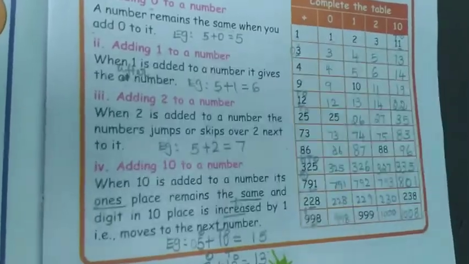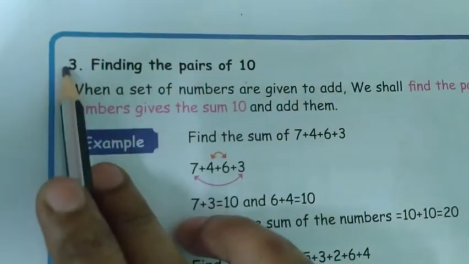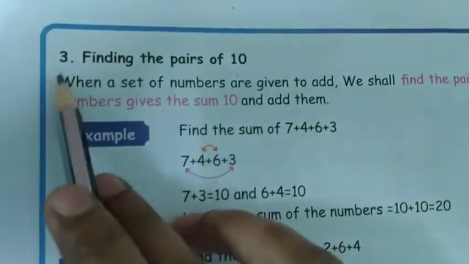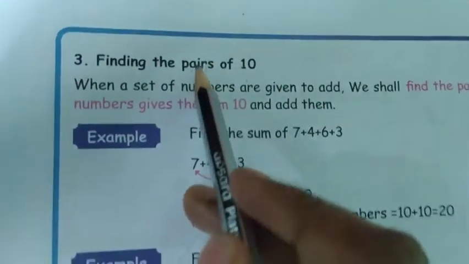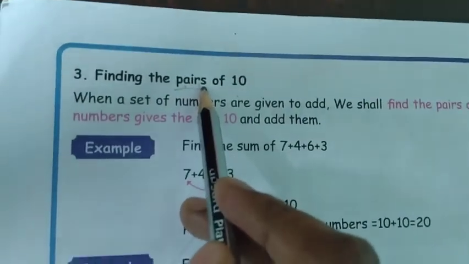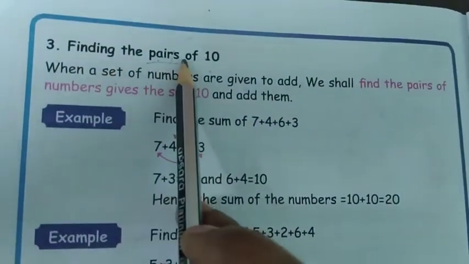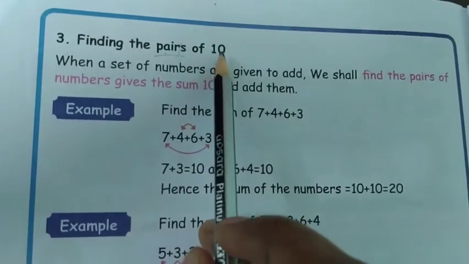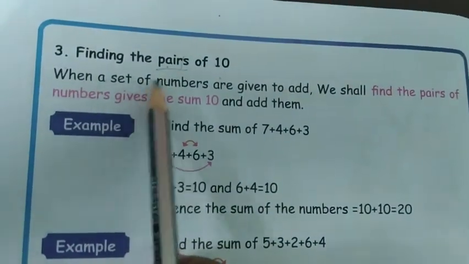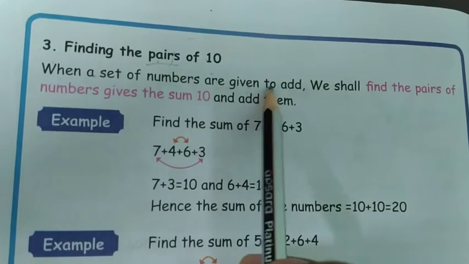Okay. Now take the next page. The third point is finding the pair of 10. Okay, well, pair means what? The set of two numbers is called a pair, isn't it? Okay. Now we want to find the pair of 10 when a set of numbers is given to add.